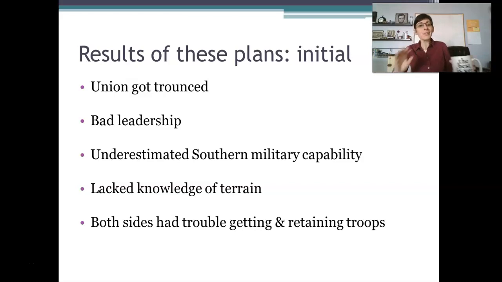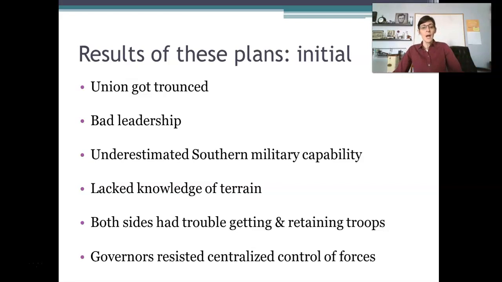Both sides did have trouble getting and retaining troops, especially after Bull Run, the first battle, that is. Once word got out that war isn't as romantic as people like to make it out to be, then folks were a lot less excited about signing up. Governors also resisted centralized control of forces.